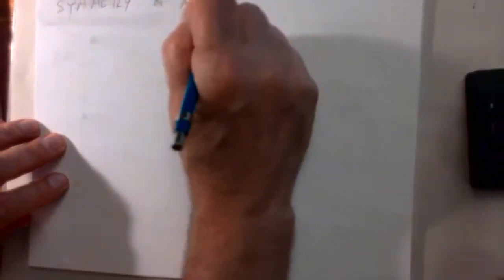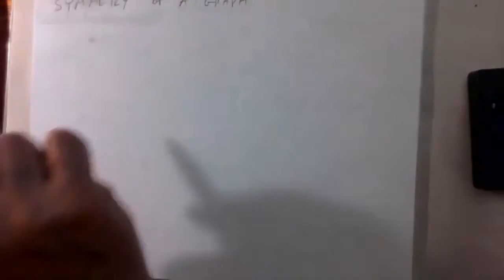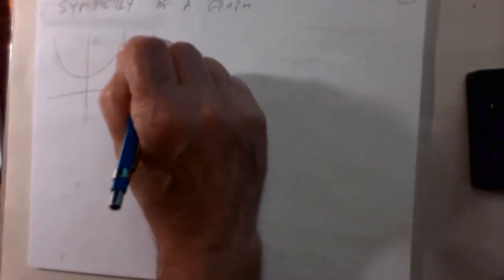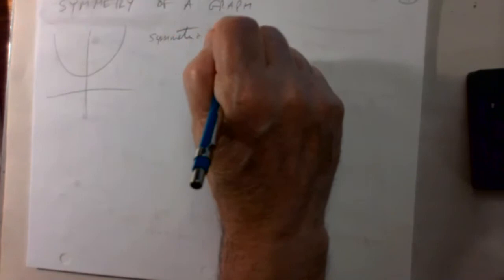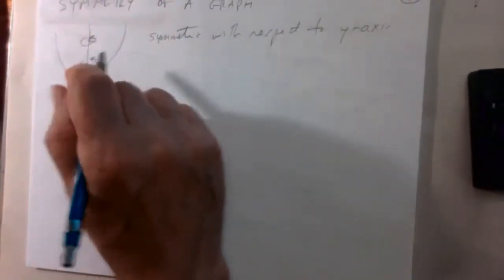Symmetry of a graph. So if you have a graph like this, the graph is said to be symmetric with respect to the y-axis. Geometrically, you can think of it like this: imagine that you took this graph and you rotated it around the y-axis. You'd end up with the same graph. That's what it means to be symmetric around the y-axis.